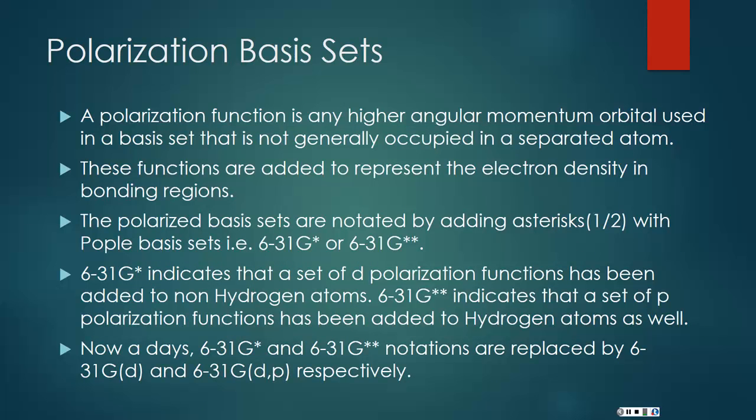The polarization basis sets. A polarization function is any higher angular momentum function added to the basis set that is not generally occupied in the separated atom. It is generally used to represent the electron density in the bonded regions. It is generally denoted by adding asterisks to the Pople basis sets. One asterisk indicates that d-polarization functions are added to the non-hydrogen atoms, and two asterisks indicate that p-polarization functions are also added to the hydrogen atoms.